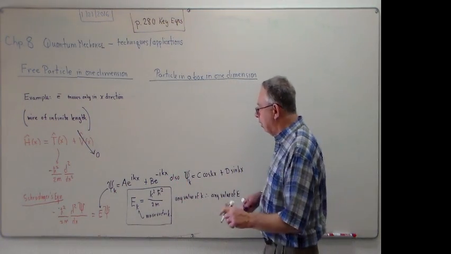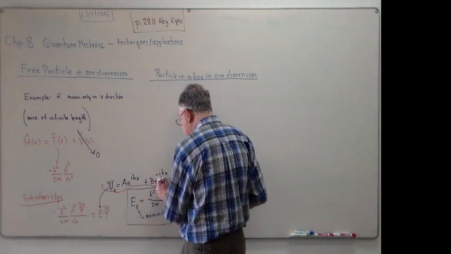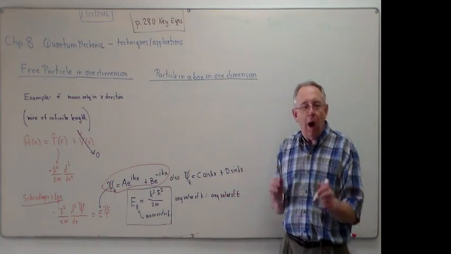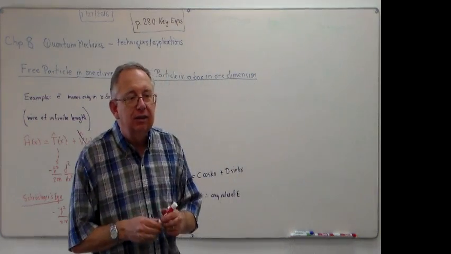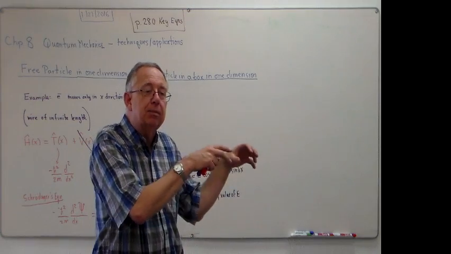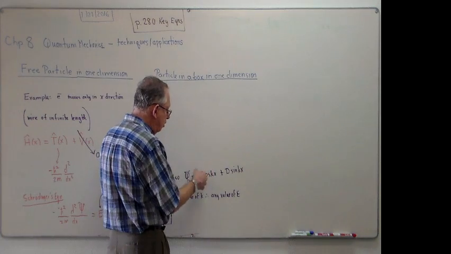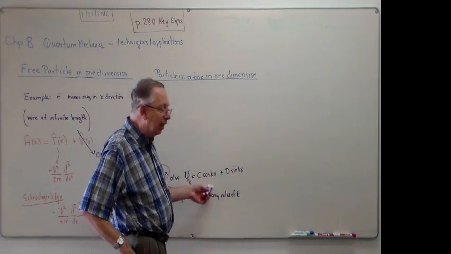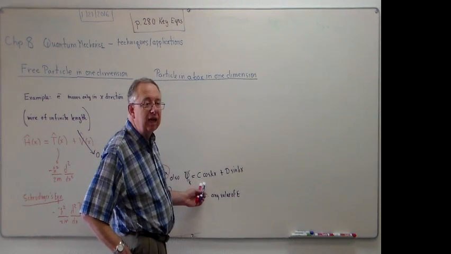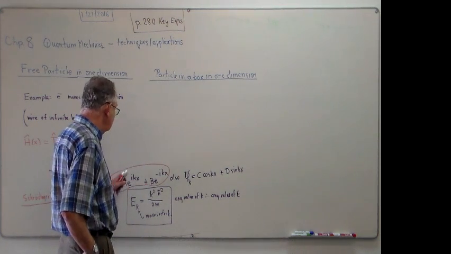And do you recall why these particular functional forms, either e to the plus or minus ikx, or cosine kx or sine kx? Because the derivative of them is the same, within some constants which come out. If you take two derivatives of the cosine, a first and a second, you'll get cosine kx back, but it'll be a minus k squared.